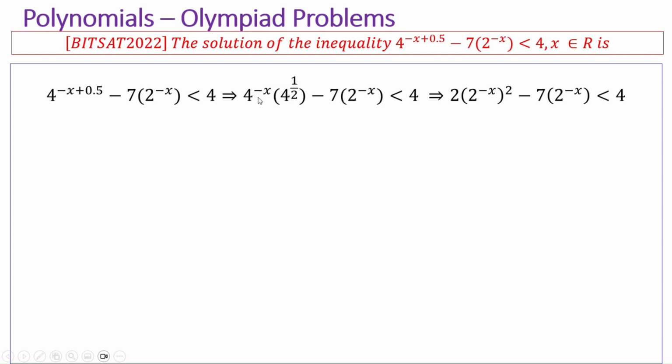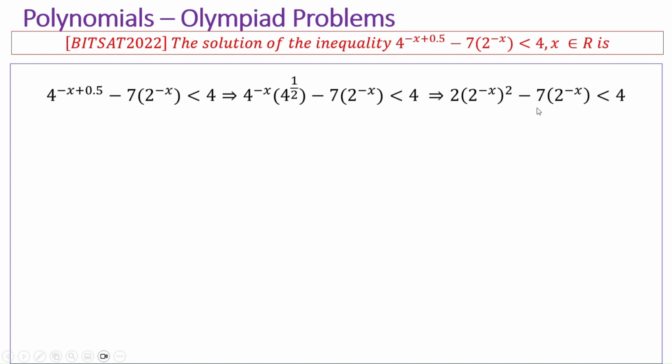Okay, a to the power of m plus n equal to a to the power of m into a to the power of n, right? So if I separate them, it will become 4 to the power of minus x into 4 to the power of half, which is square root of 4 basically, into minus 7 into 2 to the power of minus x, less than 4, which is nothing but 2 into 2 to the power of minus x whole square. Basically this 4 I have written as 2 square.